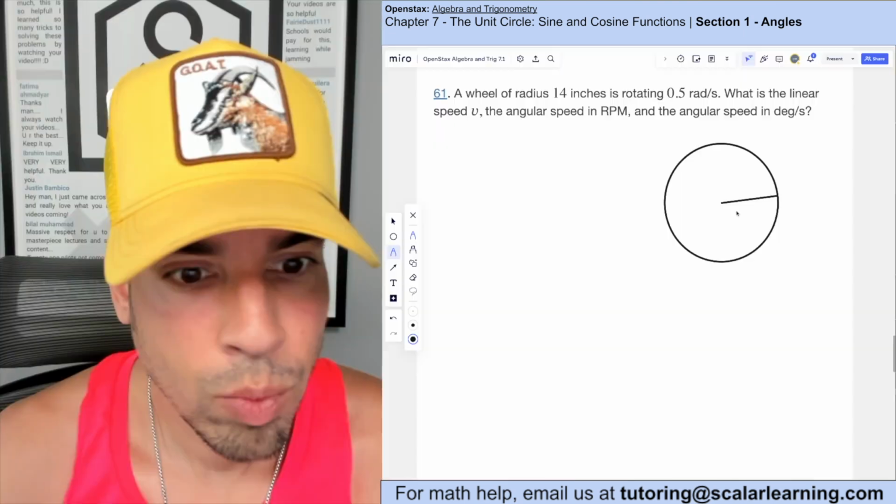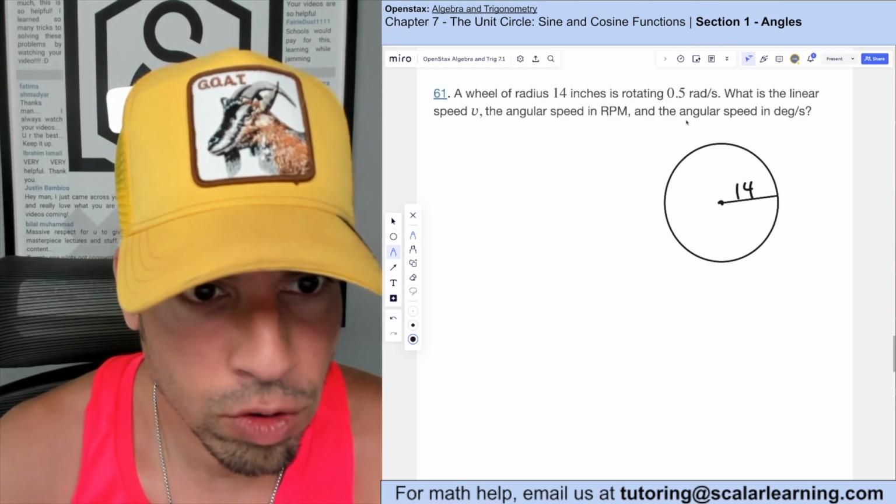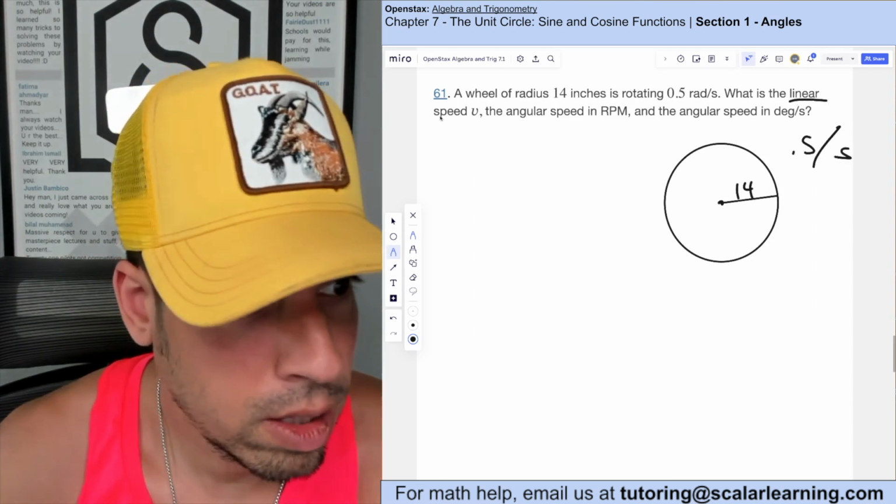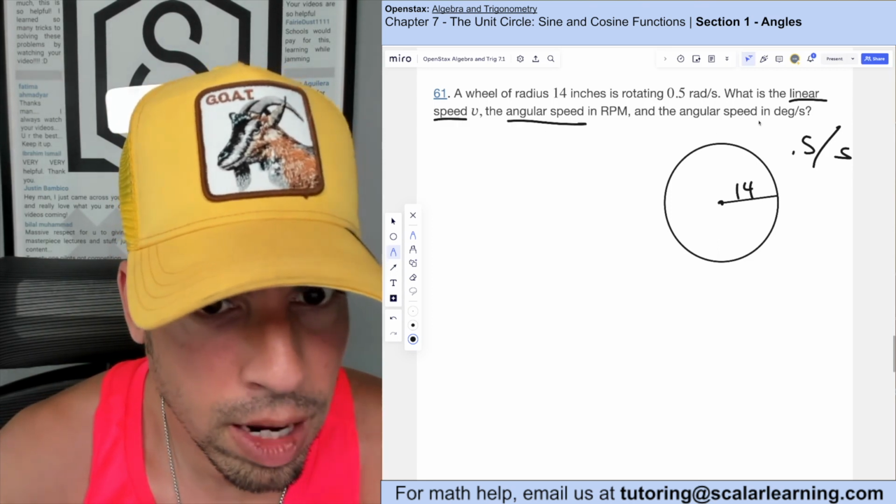Boom, done. A wheel of radius 14 inches is rotating at 0.5 radians per second. What is the linear speed and the angular speed?